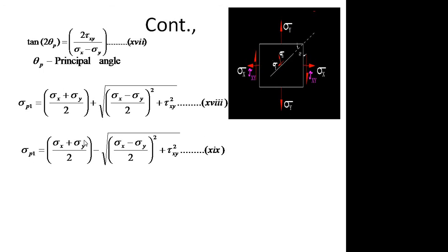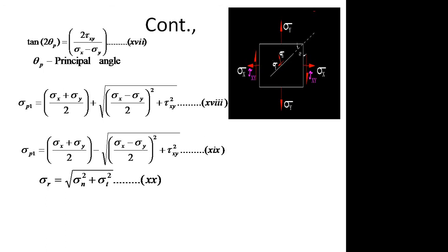And similarly for sigma p2. It is mentioned as sigma p1, actually this is sigma p2, pardon me. So this is sigma p2, which is equal to sigma x plus sigma y by 2 minus root of sigma x minus sigma y by 2 the whole square plus tau xy square. So here it is plus and here it is minus.